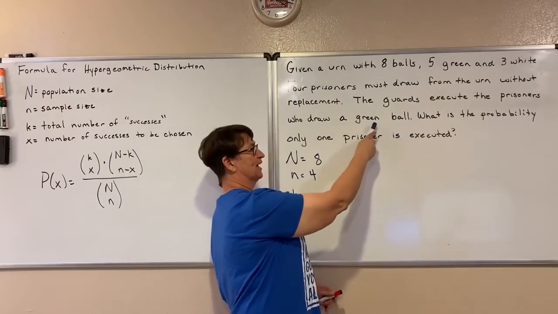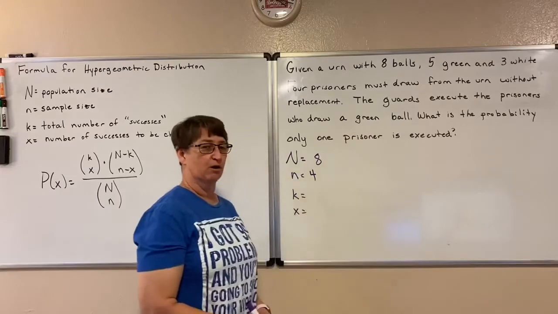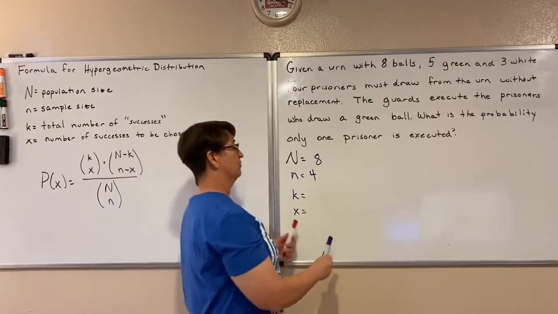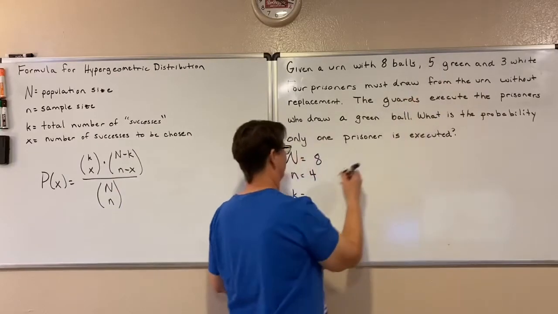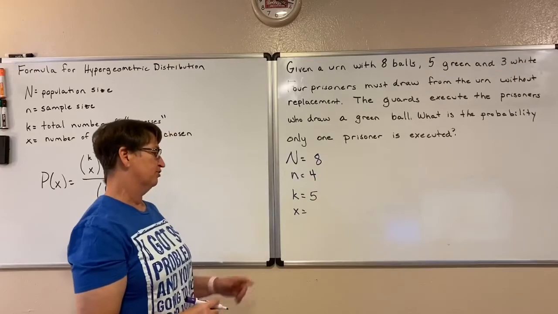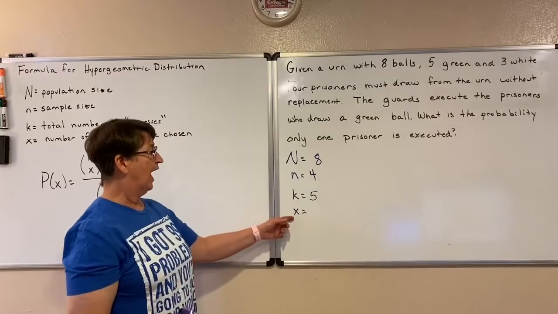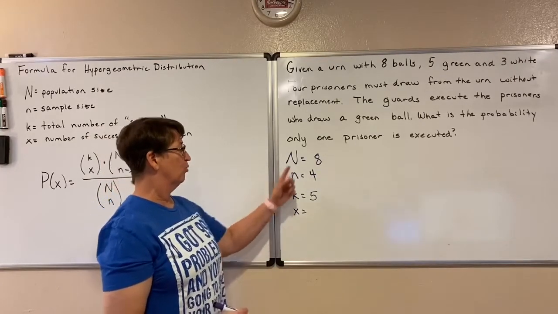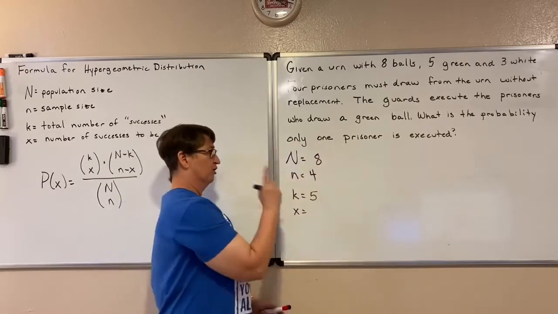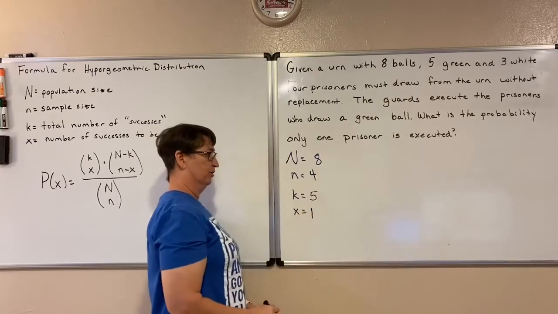And in order to be executed, they have to draw a green ball. So I'm looking to see how many total green balls there are in my population. And there are a total of 5 green balls. So my K in this one is 5. Then how many of those green balls do I want? Well, I want only 1 prisoner to be executed. So I'm only looking for 1 of those green balls.